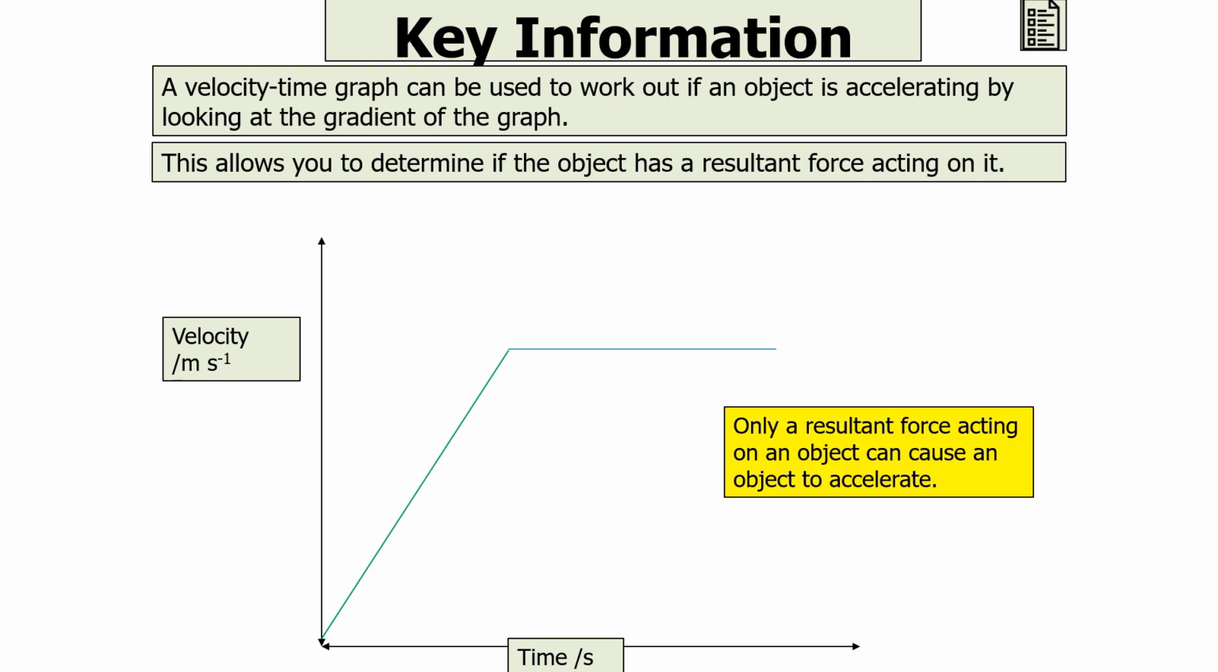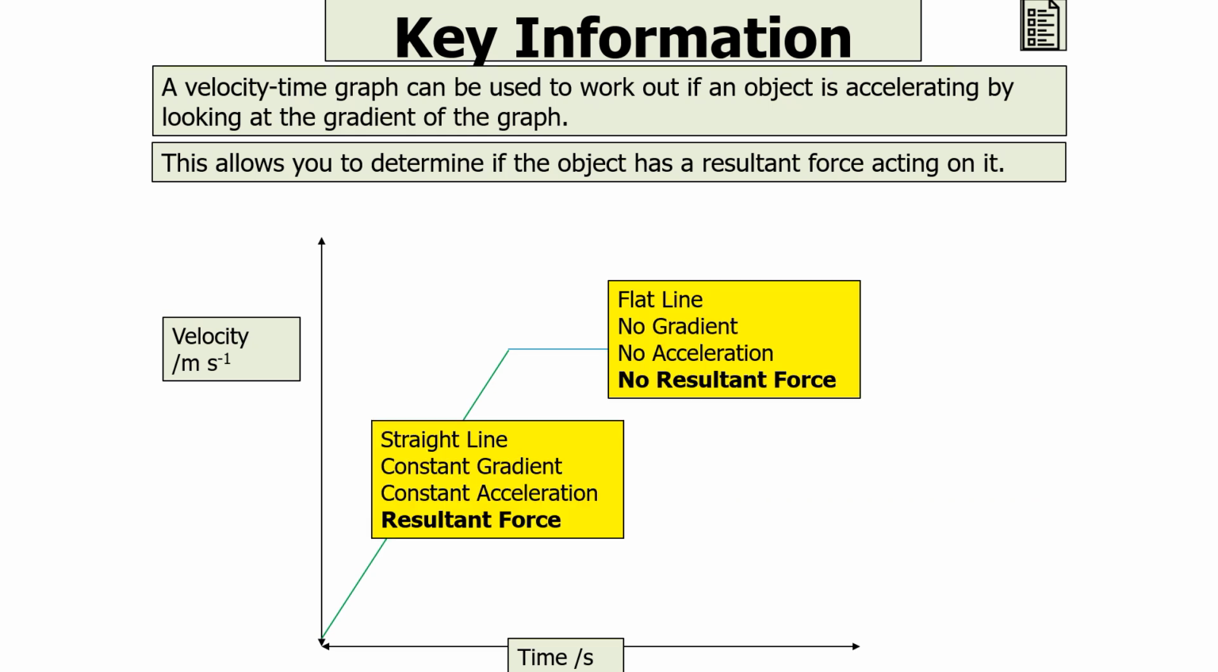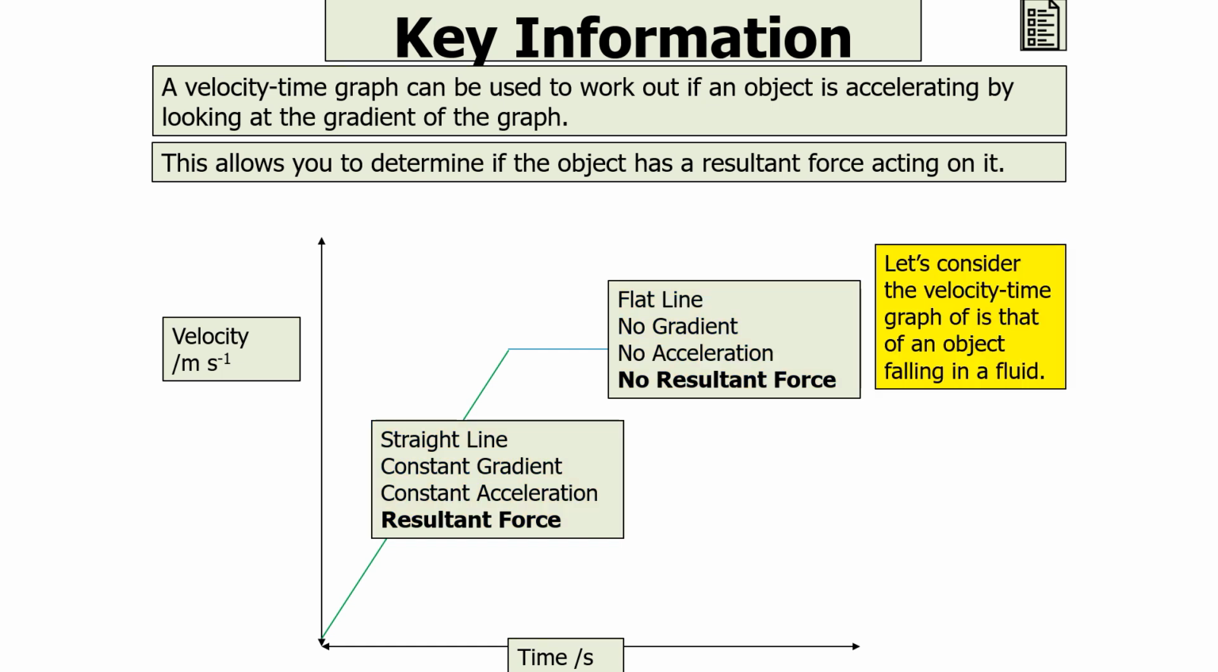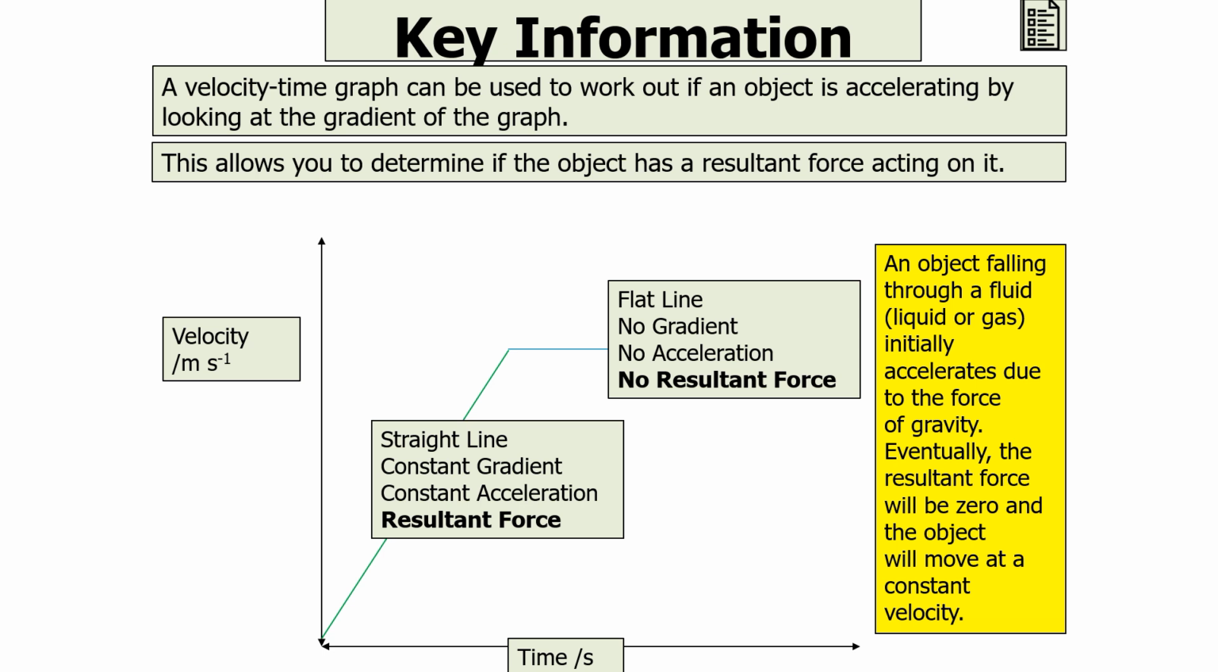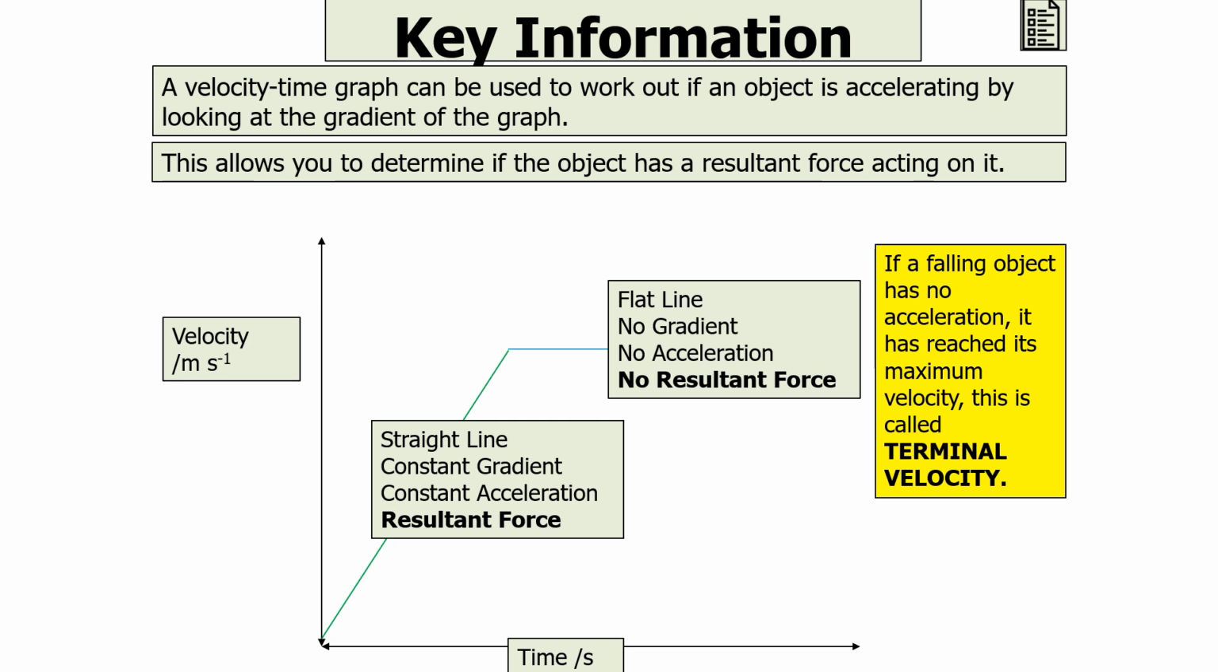Now only a resultant force acting on an object can cause an object to accelerate. So we know in our first section of our graph we have a resultant force. In our second section of the graph there is no resultant force. So let's now consider the velocity time graph of an object that is falling in a fluid. Now an object falling through a fluid, a liquid or a gas, initially accelerates due to the force of gravity. Eventually the resultant force will be zero and the object will move with a constant velocity. So if a falling object has no acceleration, it has reached its maximum velocity, and we call this terminal velocity.